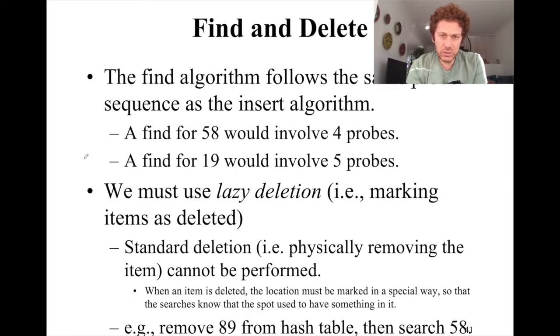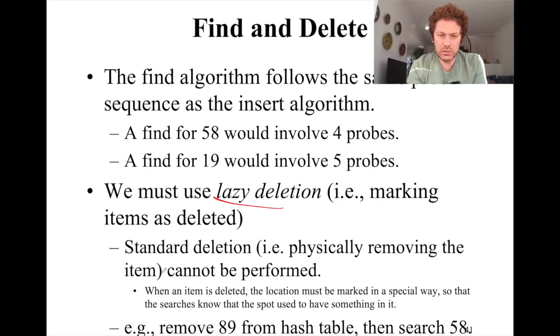So now, how do I do a find here? It follows the same probe sequence as the insert algorithm. Like a find for 58 would involve 4 probes because I have used 4 probes while inserting 58. Okay, that is done. For deletion, we use lazy deletion. So we don't physically remove the item, we just mark it so as not to use it later, but it should physically be there.